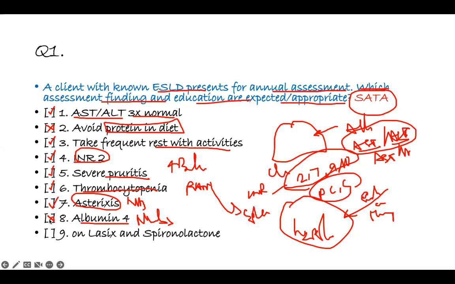So this is wrong. Lasix and spironolactone, I told you, because of the ascites, you need to get rid of the fluid, and you give them Lasix. But the diuretic that they really like is spironolactone because it spares potassium for them, and therefore this is expected. So 1, 3, 4, 5, 6, 7, 9 are the right answers.